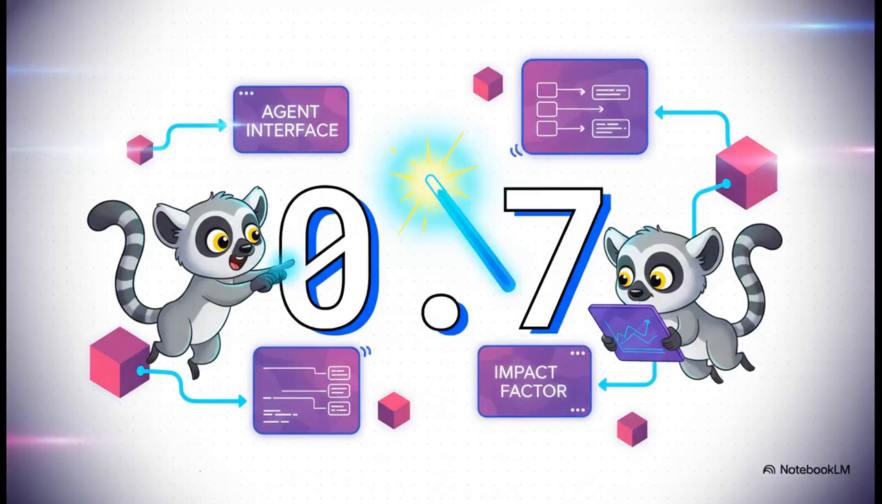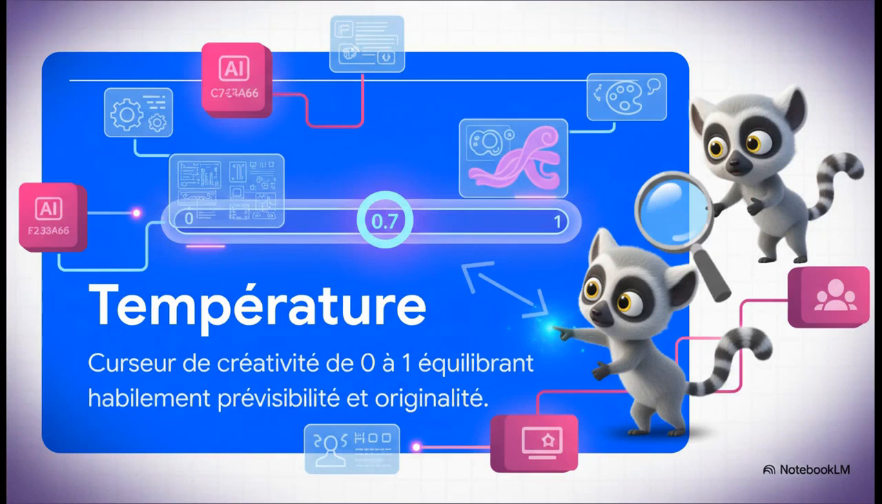And here's a really interesting detail. This simple little number, 0.7. It's the magic setting that appears by default when you create an agent. And believe me, it has an absolutely massive impact on the final result. This number is the temperature.